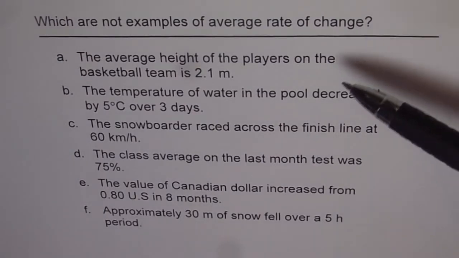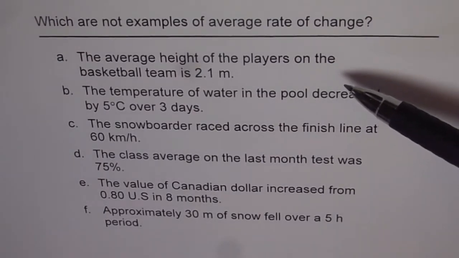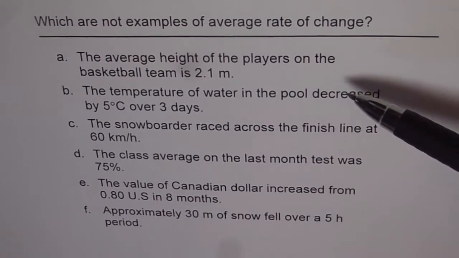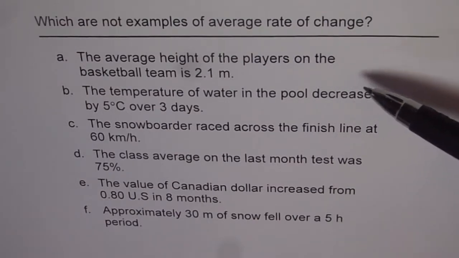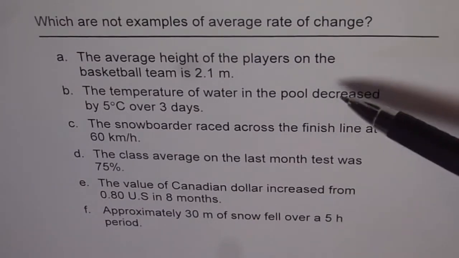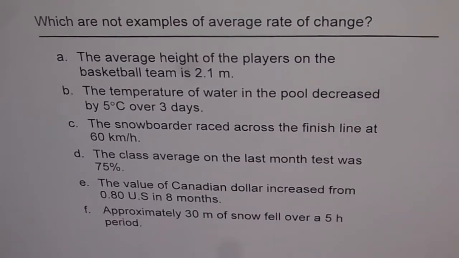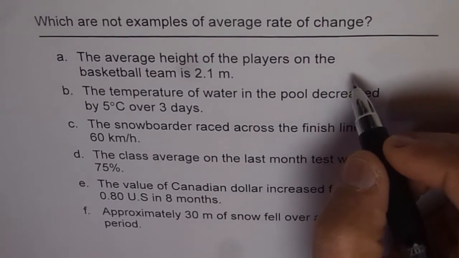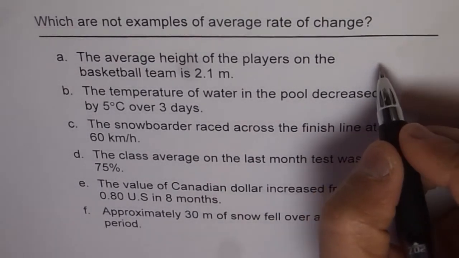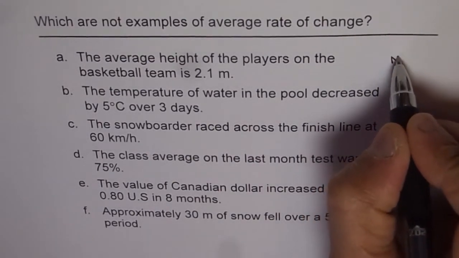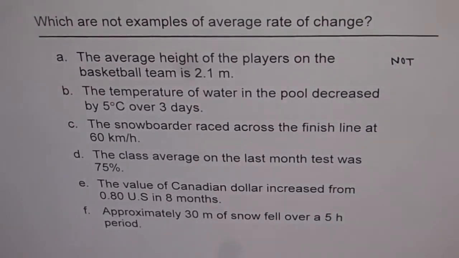So the first one is, the average height of the players on the basketball team is 2.1. We are not talking about any change in height with any other parameter. This is just the mean. Add all the heights and divide by the number of players. So this is false. It is not average rate of change, right? So this one is not. Do you understand? It is the average or the mean height of players in a team.